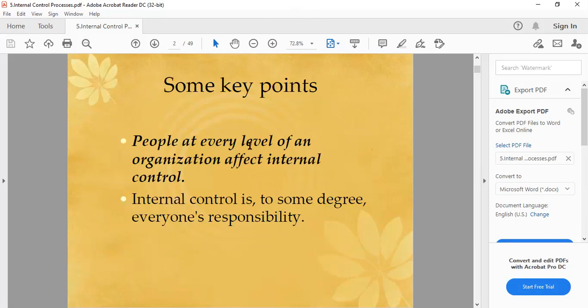Moving on, here are some key points. People at every level of an organization affect internal control. So whether we like it or not, even those at the bottom, even those at the top, normally those at the top will set the entire climate of the organization and will affect such. Then it is to some degree everyone's responsibility. We cannot just say that because you're the boss, you might just set it aside so that your subordinates will be working for such. No, that will be your overall responsibility. At the same time, those at the bottom, the subordinates, will also have to accept responsibilities about the maintenance and the sustenance of internal control.